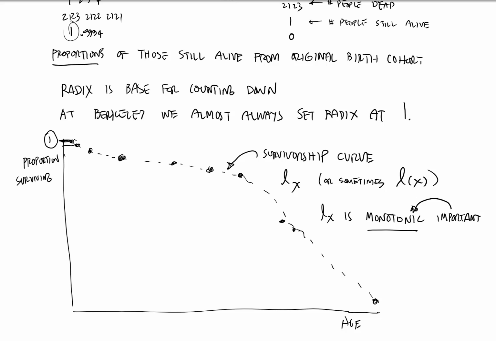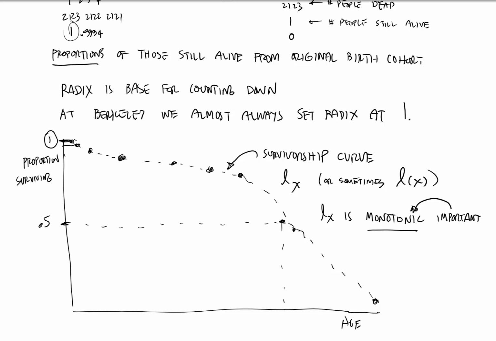This is monotonicity. Notice that if our radix was 1, we could ask, here's 1/2, this is 0.5. We could ask, at what age are half the people still alive? That's our age. We can calculate the median age of death in this population. That's a horizontal line at the 50% mark.